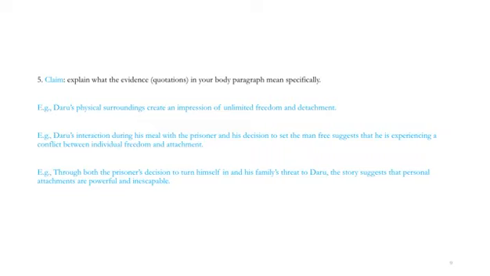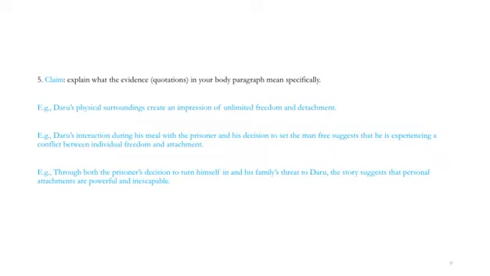So, for example, Daru's physical surroundings create an impression of unlimited freedom and detachment. If that's the claim of the first body paragraph, I know that any quotation in that body paragraph is going to be about his physical surroundings, and you're going to explain how they're significant or how they're symbolic. Daru's interaction during his meal with the prisoner and decision to set the man free suggests that he's experiencing a conflict between individual freedom and attachment. Okay, so now I know the quotation after this, the evidence, is going to be about their interaction when they're eating. And that's it. You're not going to cover any other part of the story in this paragraph.